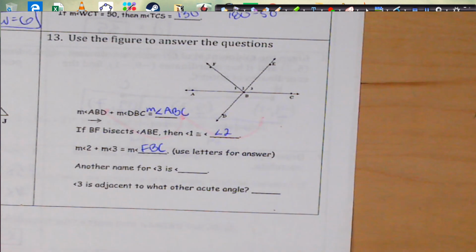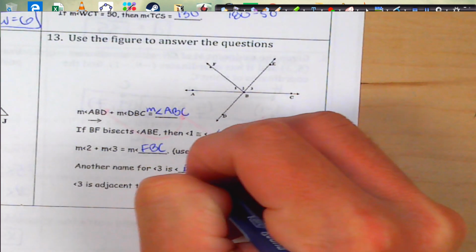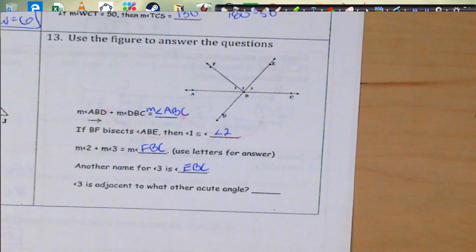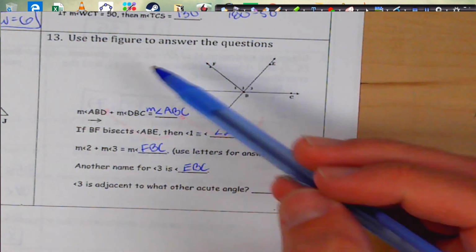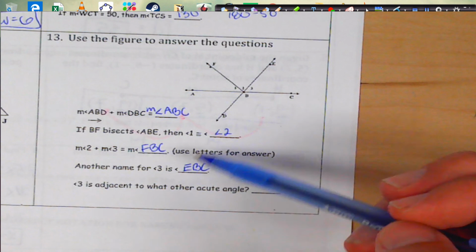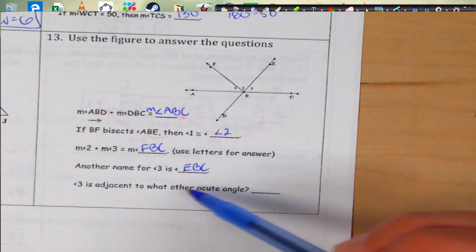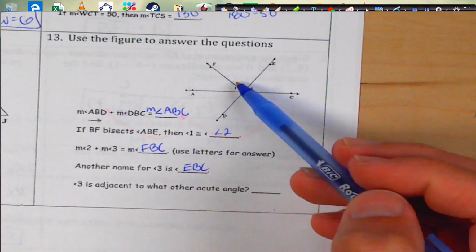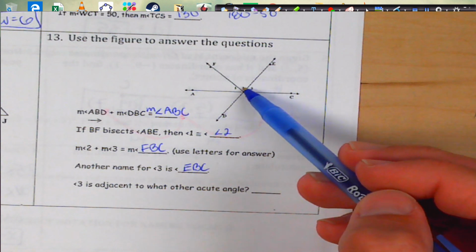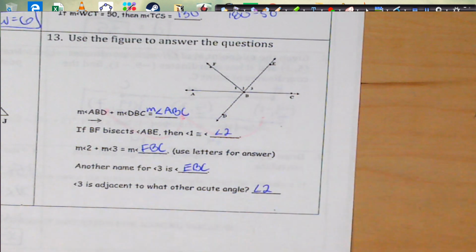All right, so FBC. Another name for angle 3 is, well, we could call it EBC. So this is just practicing our angles. Remember, our middle letter is the vertex. Notice all the middle letters you see in this picture use B because they all meet up here. And 3 is adjacent to what other acute angle? It looks like 3 is probably adjacent to angle 2. All right, we got a few more problems to go, so let's hit it.